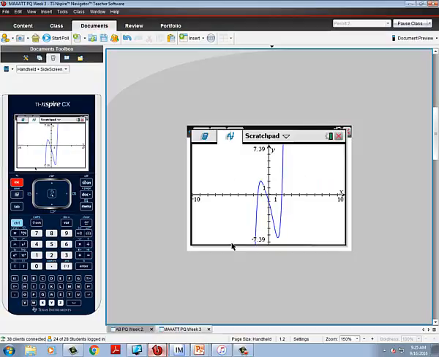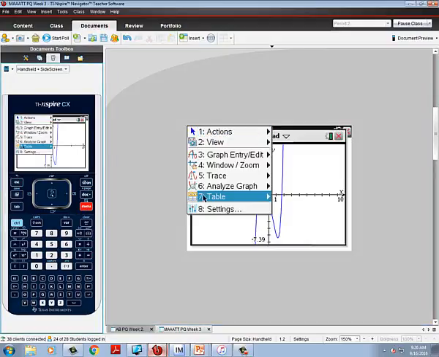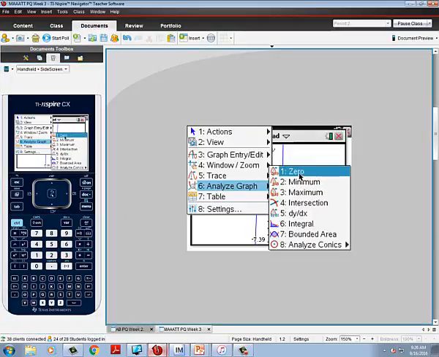Okay, so it asks us to find three things. It asks us to find the zeros, the max, and the min. All right, how many zeros are on this graph? How many times does it cross the x-axis? 3. So I remember how we practiced that the other day. We did a whole lesson on the calculator, right? So I have to hit what buttons to get the zeros? Menu, then what? Analyze graph, then what?